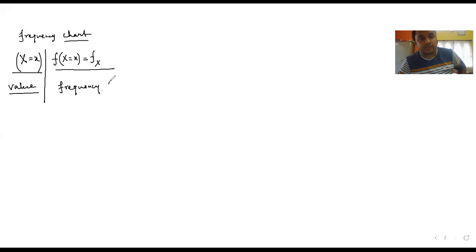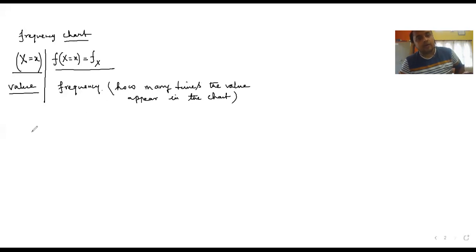So frequency means how many times, or how frequently, a value appeared in the chart. That is called the frequency.